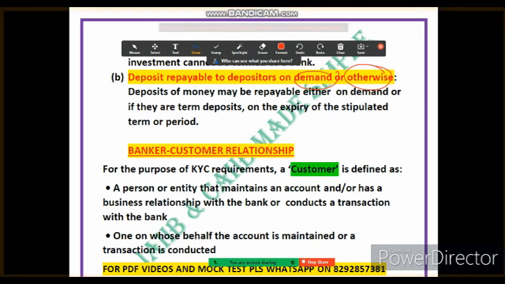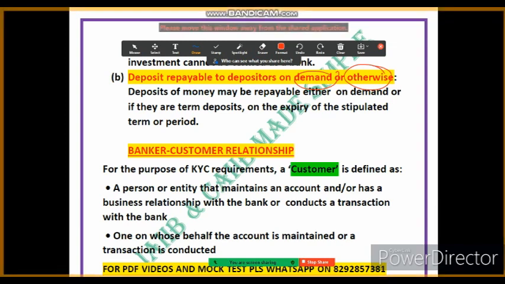Okay. The next point explained here is the banker customer relationship. Now let's come to the real chapter. This was the introduction part. We have discussed what a bank is, and what criteria must be fulfilled to be called a bank. Now let's discuss what the banker customer relationship is.